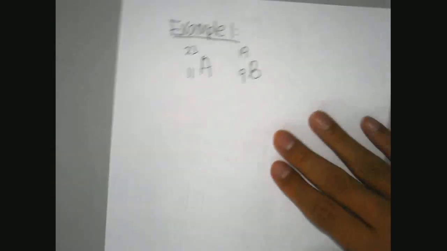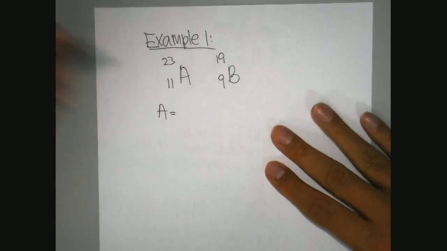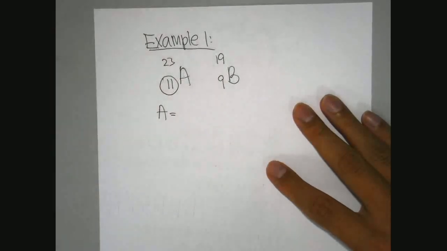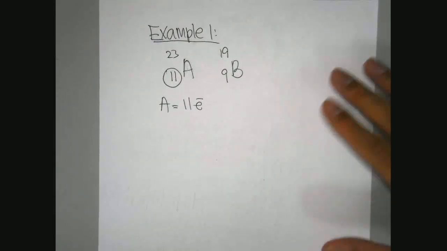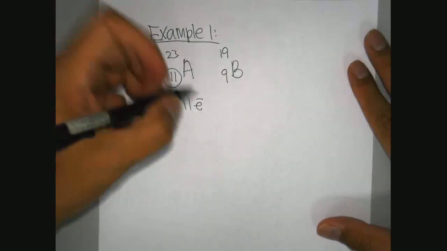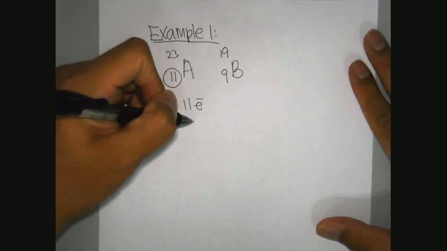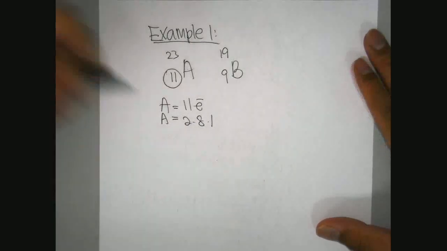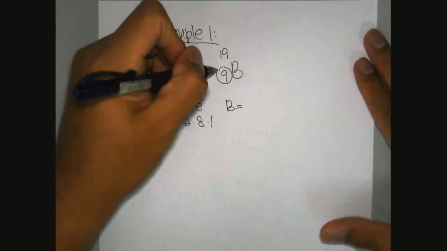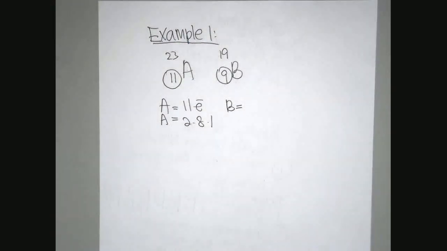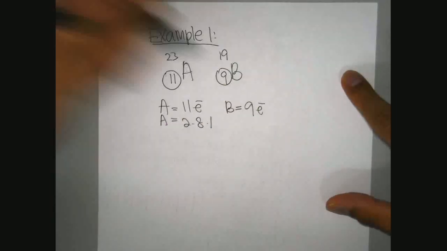Step number 1 that we can see is that we have to write the electron arrangement of the substance. So A has 11 protons, therefore it has 11 electrons, because when the substance is neutral, the number of protons is the same as electrons. So 11 electrons will result in 2, 8, 1. Now we do the same thing for B. B has 9 protons, which means that B also has 9 electrons.